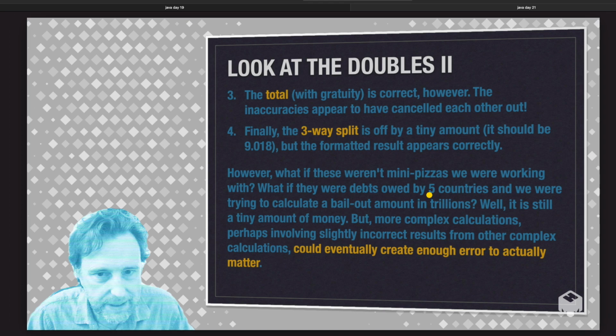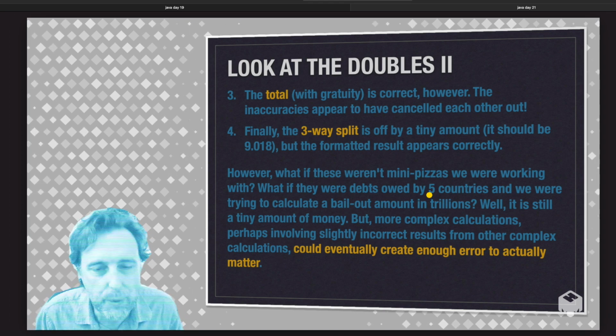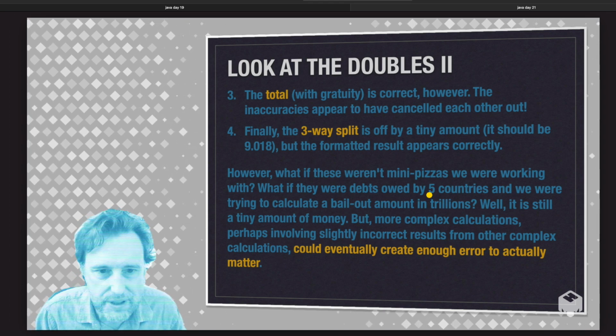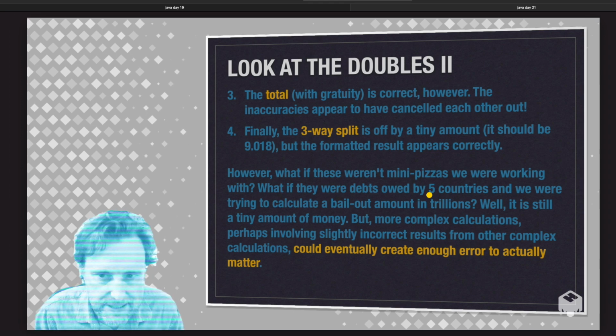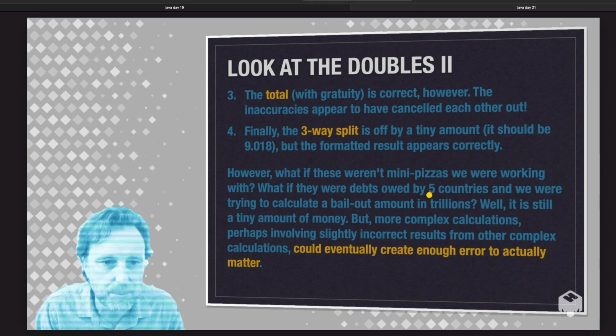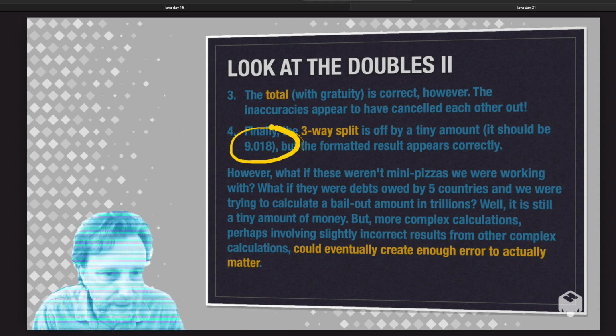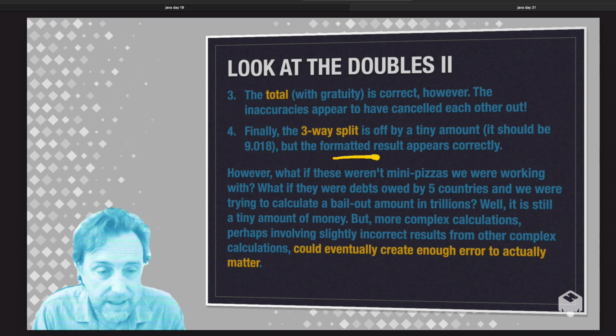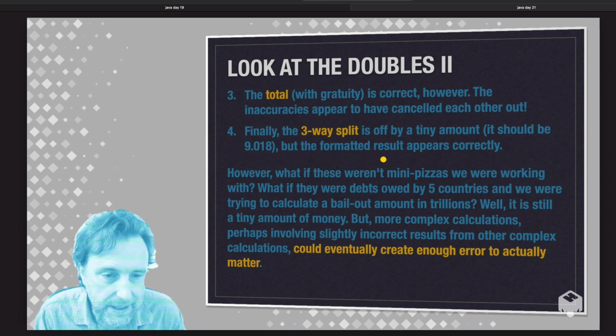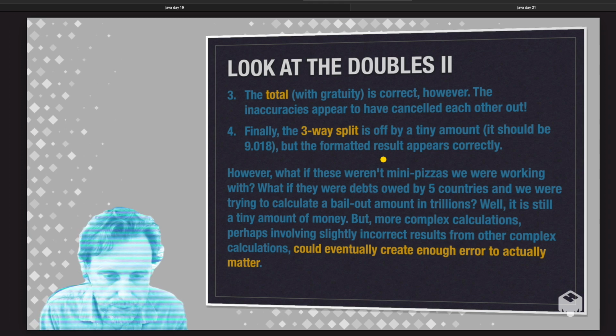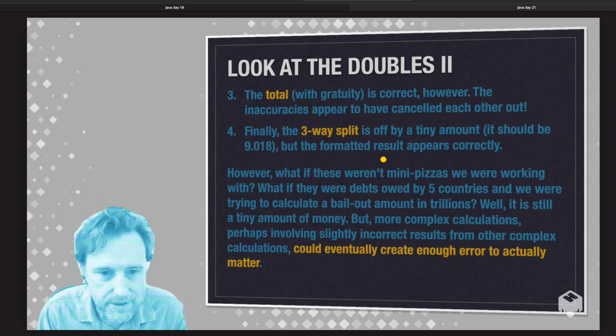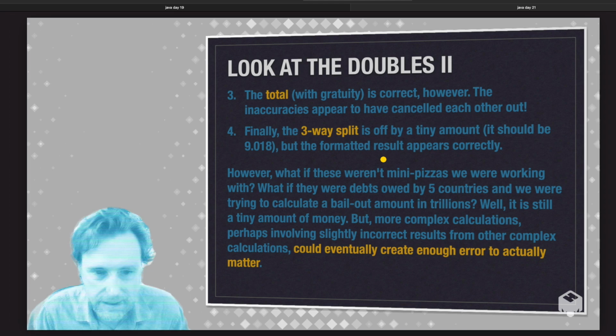The total is correct. So in some ways in the bill, the inaccuracies have canceled each other out, and the three-way split is off by a tiny amount. It should be 9.018 to be perfectly accurate. But then again, as formatted, it looks right. And again, it's 9.02, which is a penny too much, but that has nothing to do with Java.